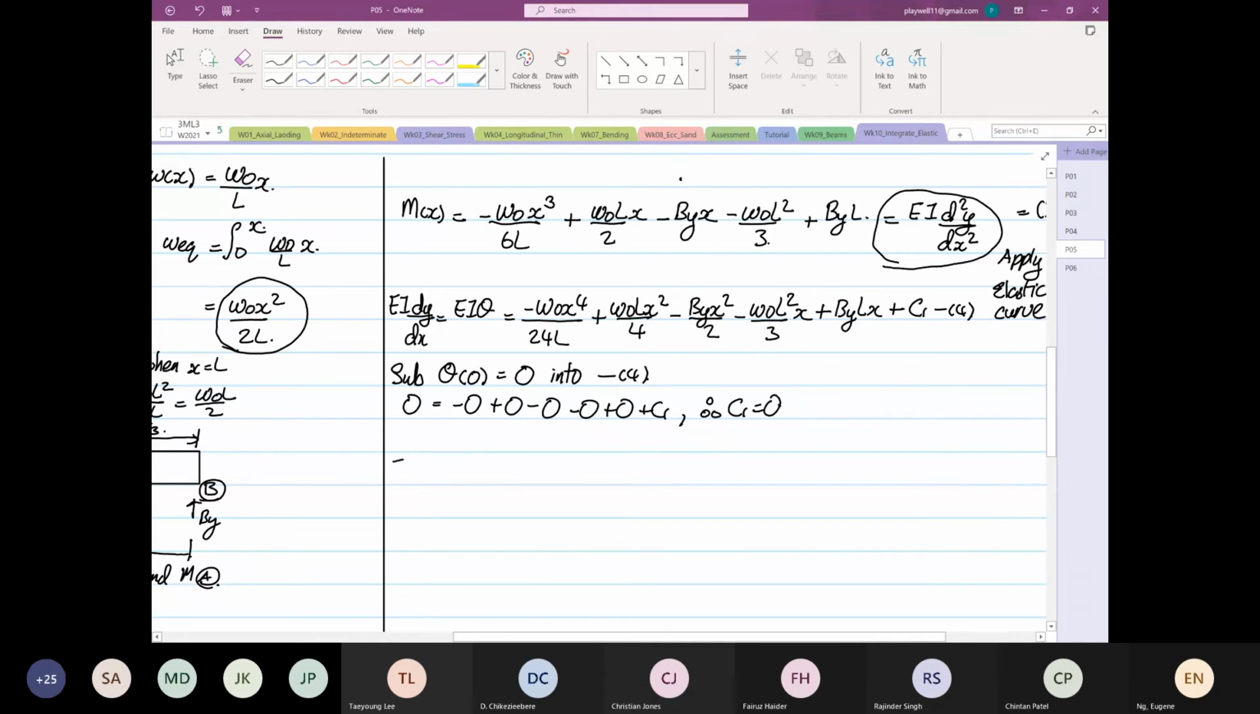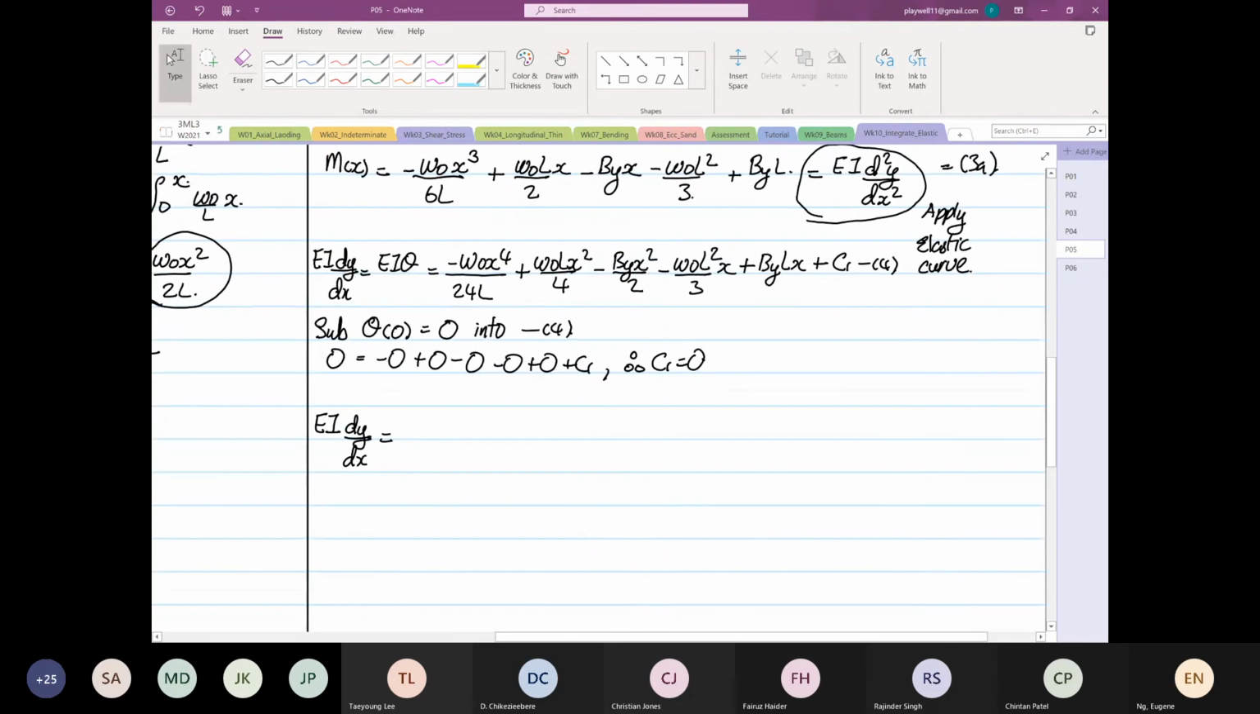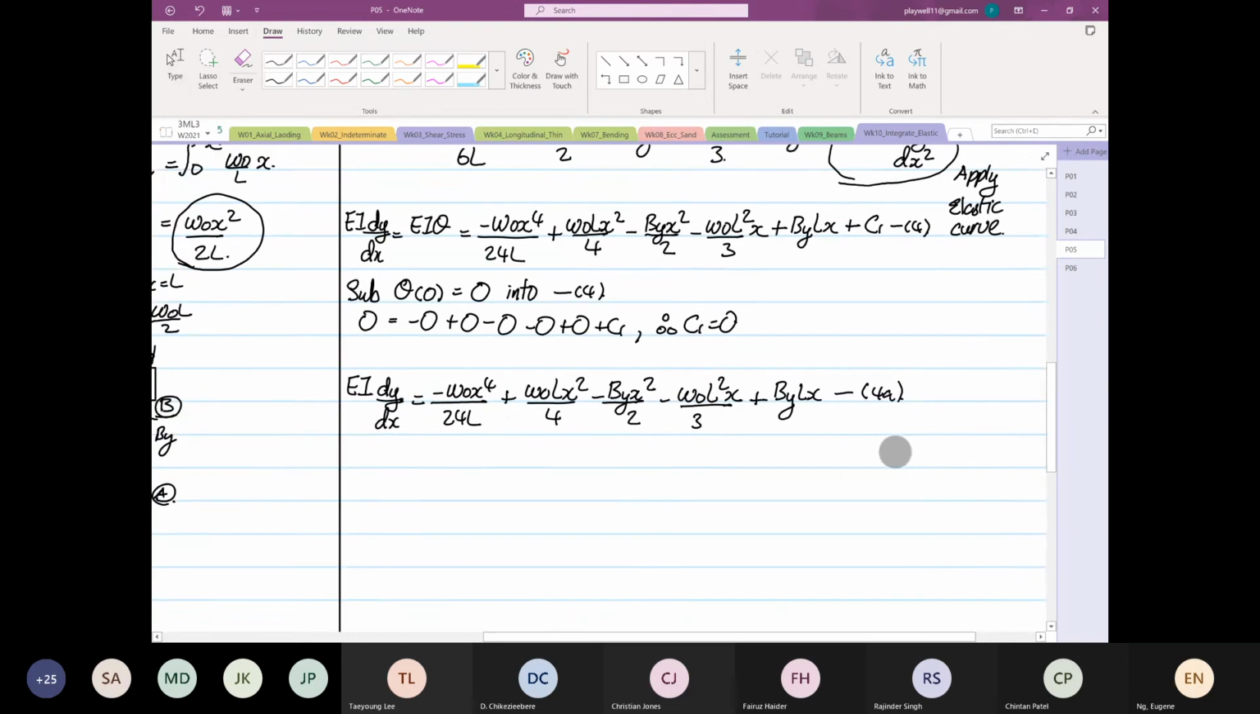Okay, so we now know that we have EI theta, or dy/dx, equal to minus omega naught x^4 over 24L plus By omega naught L x squared over 4 minus By x squared over 2 minus By omega naught L squared x over 3. That's why when doing the term test or the exam for this course, you need a lot of sleep. Okay, and you cannot get high. If you are high, you are done.